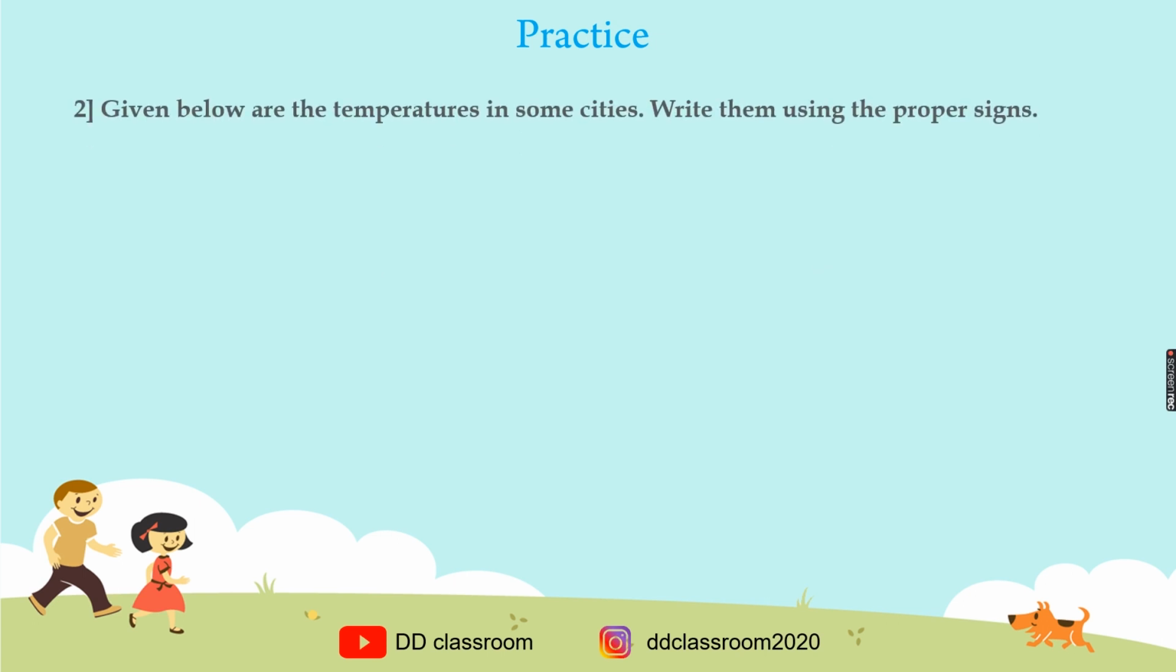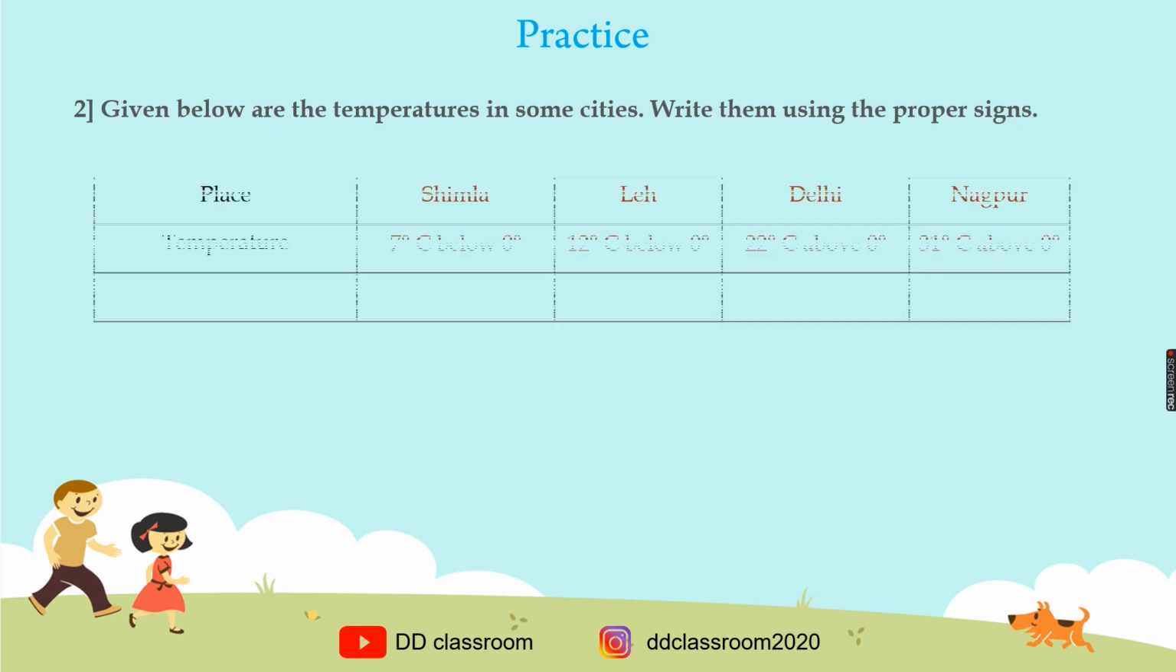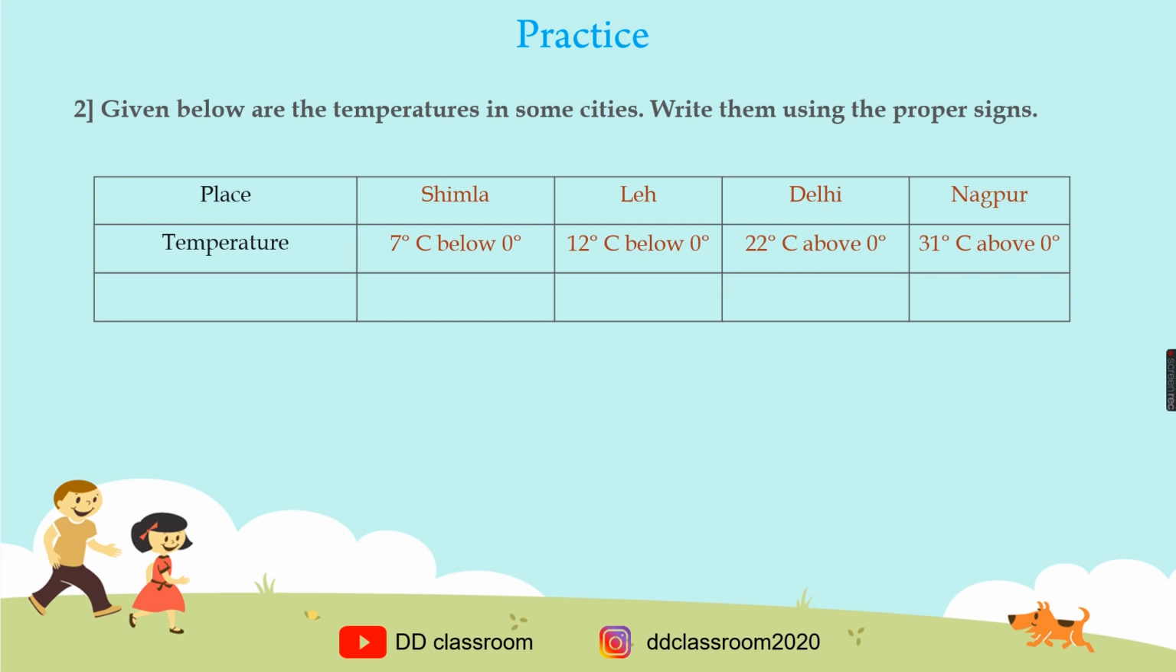Question number 2. Given below are the temperature in some cities. Write them using the proper signs. In the bracket you can see that there is the place and the temperature of the cities. The first one is Shimla and the temperature is 7 degrees Celsius below 0 degree. Leh 12 degrees Celsius below 0 degree. Delhi 22 degrees Celsius above 0 degree and the Nagpur is 31 degrees Celsius above 0 degree.